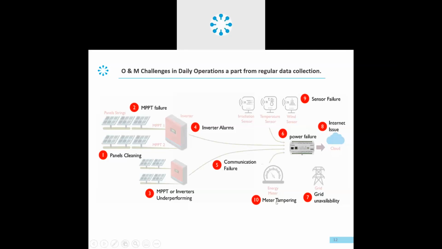Meter tampering could be like someone has changed the meter, or someone has tried to cause some malfunctioning of the meter to alter the readings or to reduce the bills. So basically, you can come up with all those challenges and can easily tackle these 10 named challenges. There could be even more, but I've tried to sum up the main challenges that you tend to see in the fields.